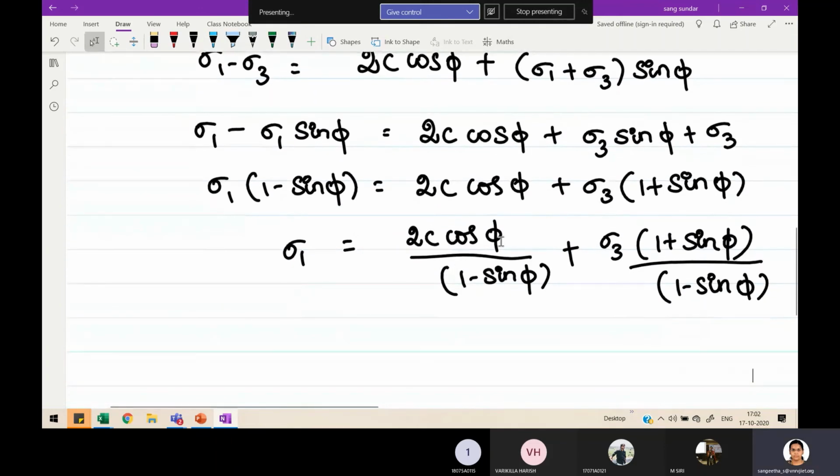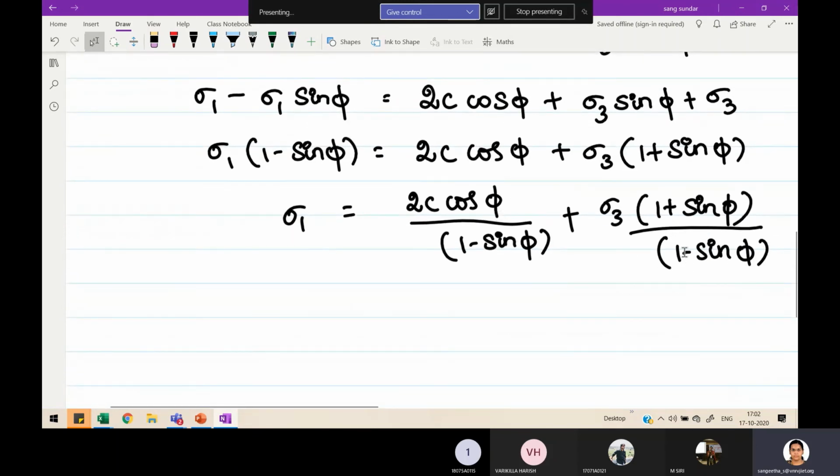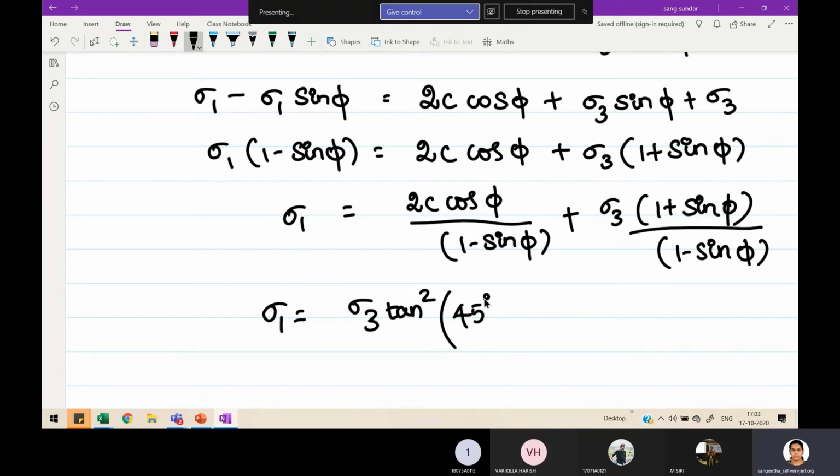See here, cos phi divided by 1 minus sin phi is there, and 1 plus sin phi divided by 1 minus sin phi is there. See, for these trigonometric terms, if you do simplification so as to get the tan, then this equation will be simplified as sigma 1 is equal to sigma 3 tan square 45 degree plus phi by 2.